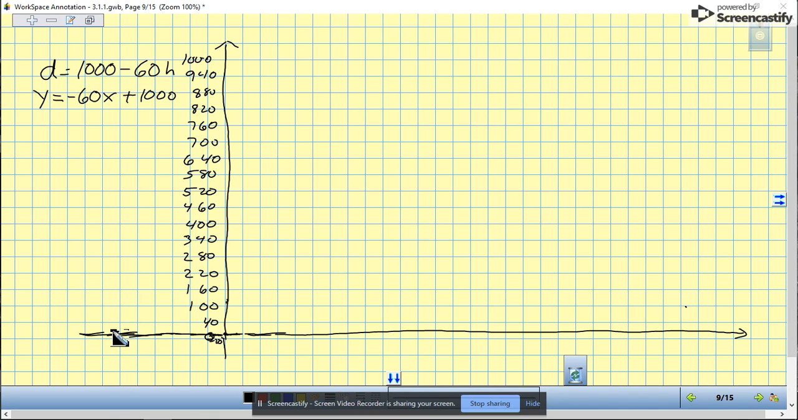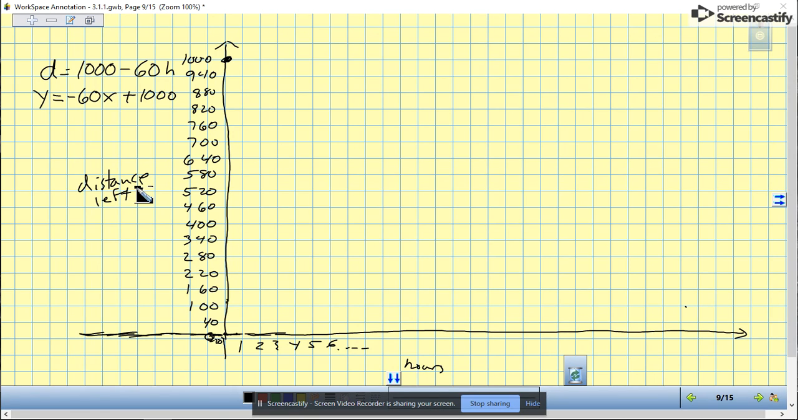All right, so I know my intercept's up here, and the slope is negative 60 over 1. The reason I did 60 by 1 is that this would be 1 hour, 2 hours, 3 hours, 4 hours, 5, 6, and so on. So again, this is the hours to travel, and this is the distance left for the trip.